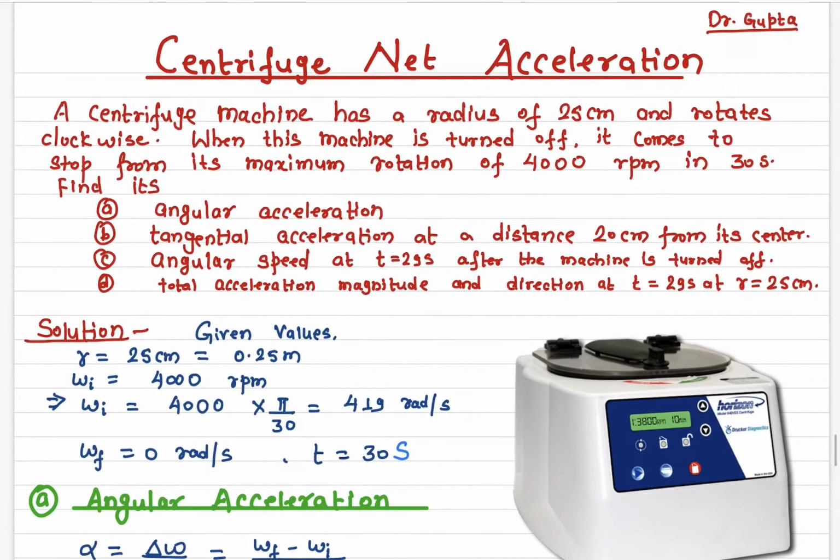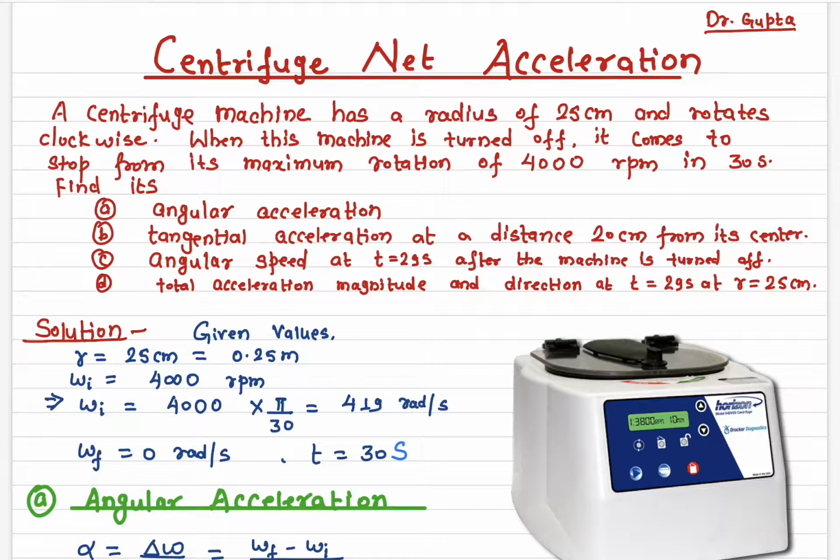In this video, I'll talk about the rotational dynamics of a centrifuge. A centrifuge is simply a rotating device, a spinning disk. The information that is given is the radius of the spinning disk, which is 25 centimeters, and it rotates clockwise. So that means this direction.